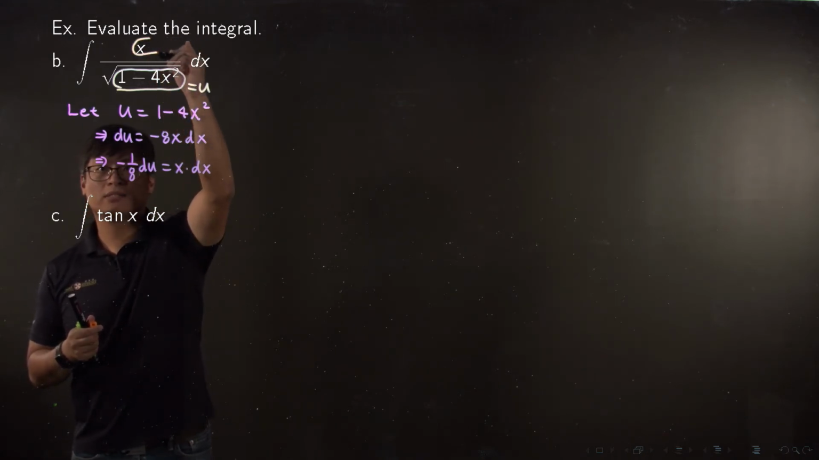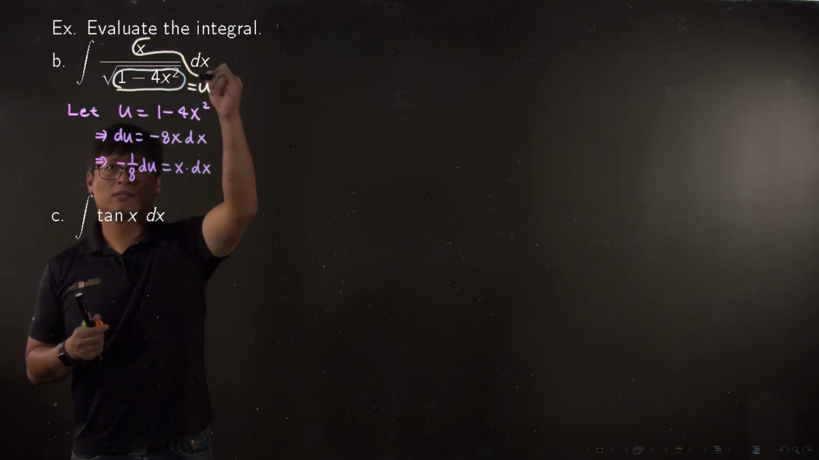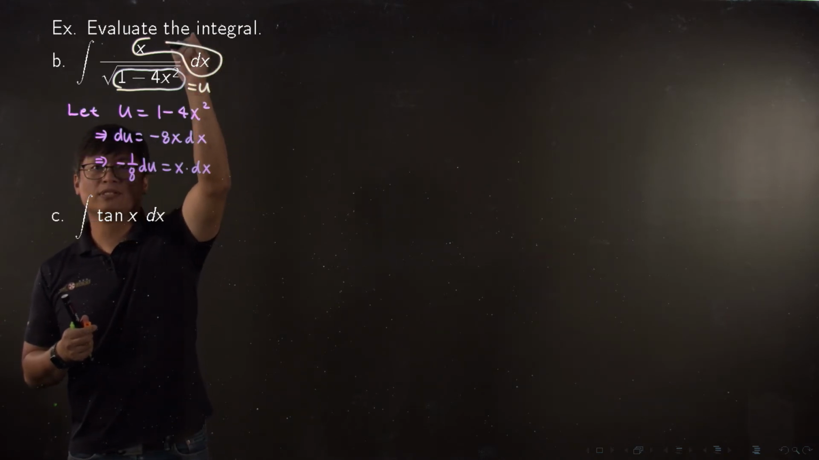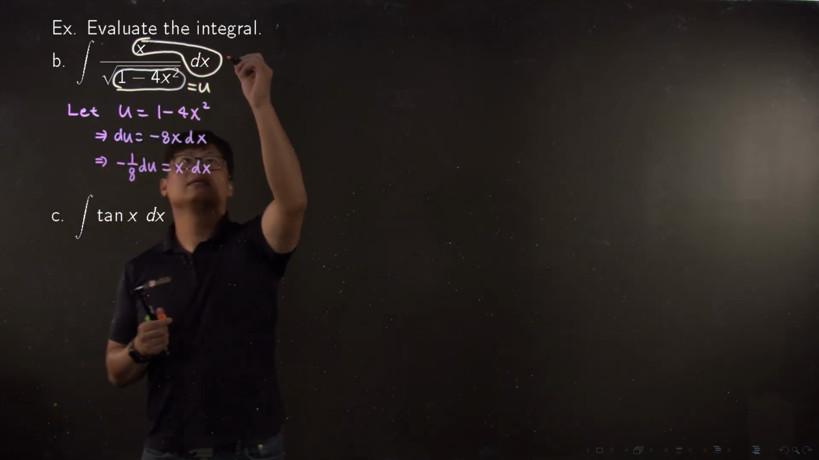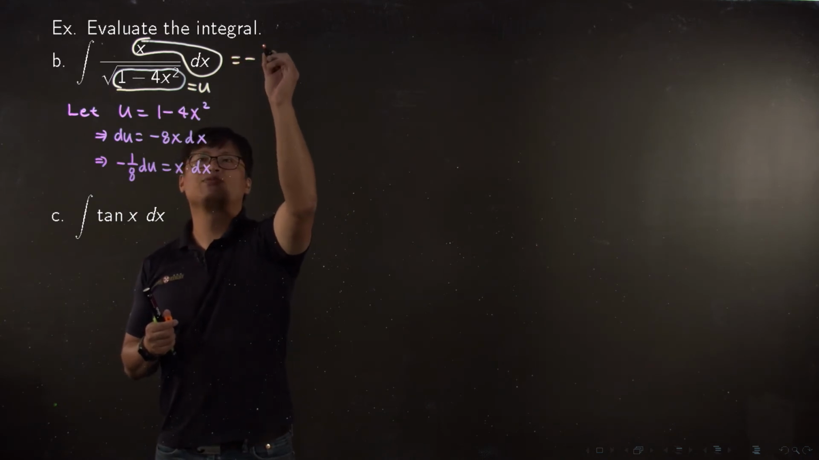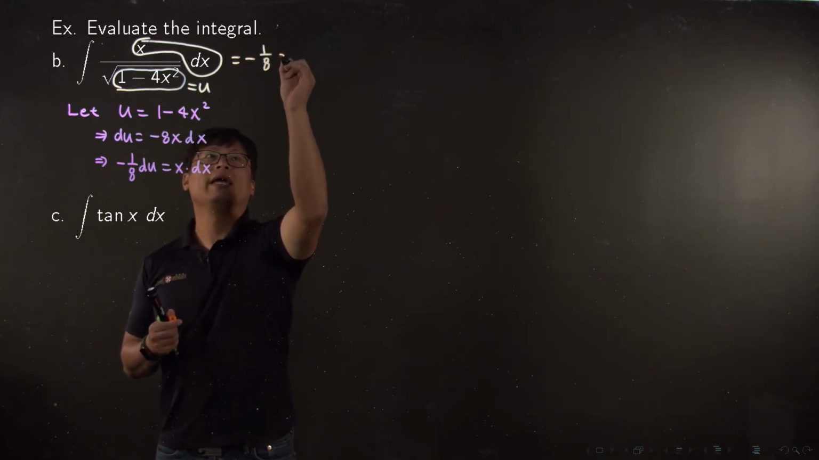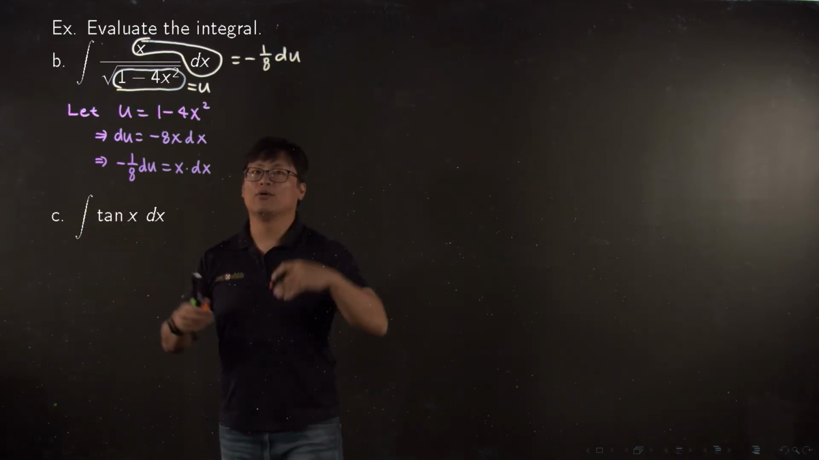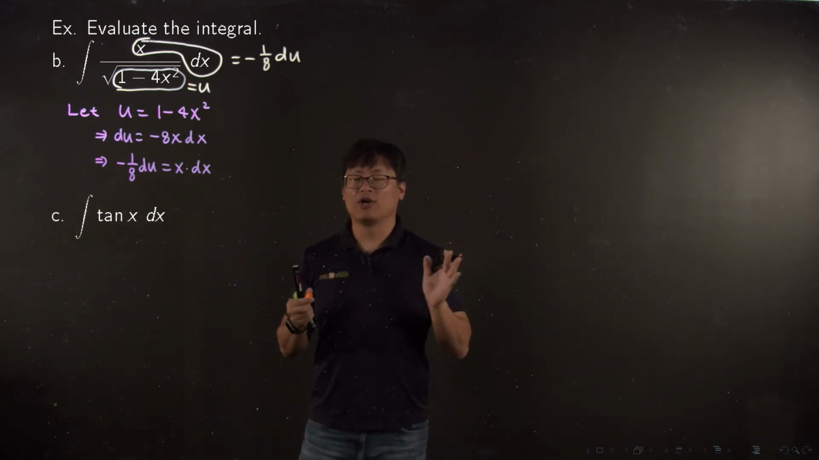X. I'm talking about this side, okay? So that will be replaced by negative 1 over 8 du. Now, there's no more x term in there, okay?